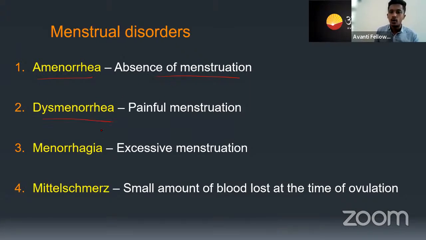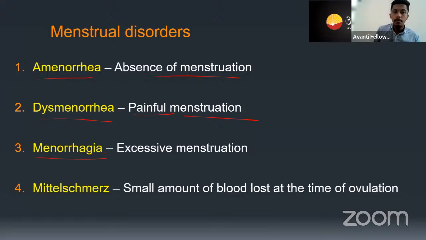And then we have dysmenorrhea, when people have very painful menstrual cycles, because some of their endometrium will be very well developed because of excessive progesterone. So when this breaking down happens, there will be very severe contractions. That will cause a painful menstrual cycle.